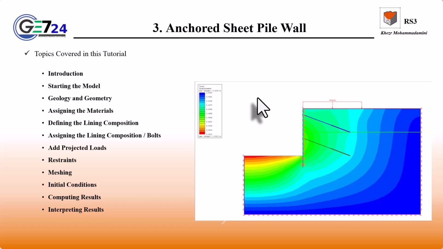If we have layering in the ground, we assign the material, assign the lining compositions, bolts, and also the wall and the anchor. And also we add project loads if we have loading on the project and surface, restraints, meshing, initial conditions, computing the result, and interpreting the result, all of the results that we need for the design report about the deep excavation and anchored sheet pile wall.